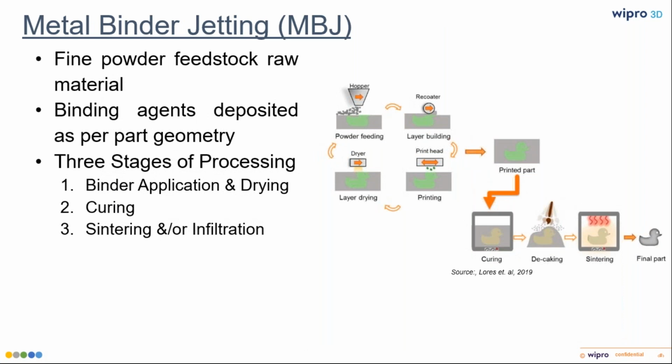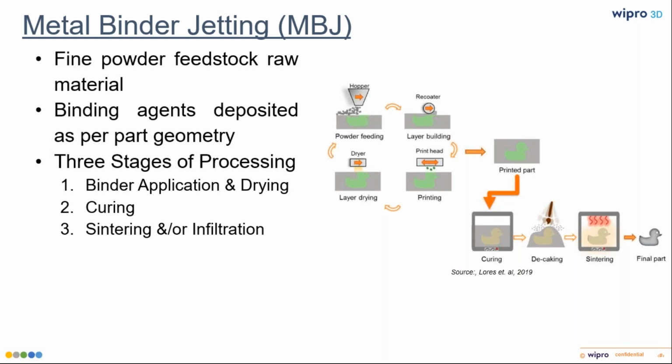So now we're talking about metal binder jetting, wherein we are working with extremely fine powders for the raw material. And as I mentioned in the earlier slide, you have the binder, which is deposited as per the slice geometry. And once the deposition is taken care of, this bed again gets lowered by a layer thickness, very much similar to electron beam melting.